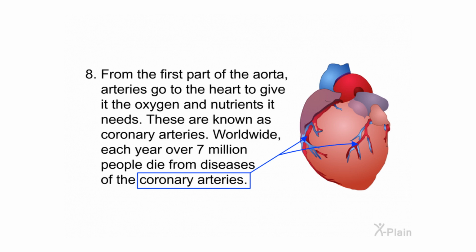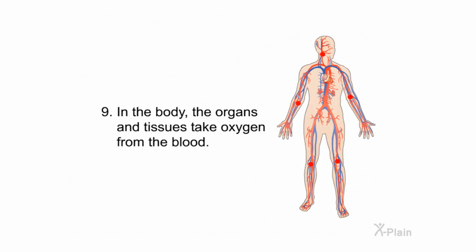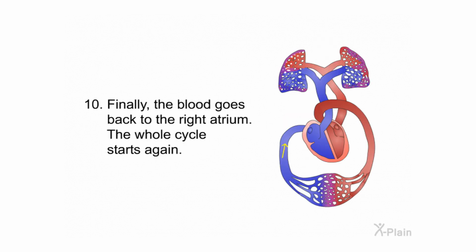8. From the first part of the aorta, arteries go to the heart to give it the oxygen and nutrients it needs. These are known as coronary arteries. Worldwide, each year over 7 million people die from diseases of the coronary arteries. 9. In the body, the organs and tissues take oxygen from the blood. 10. Finally, the blood goes back to the right atrium. The whole cycle starts again.